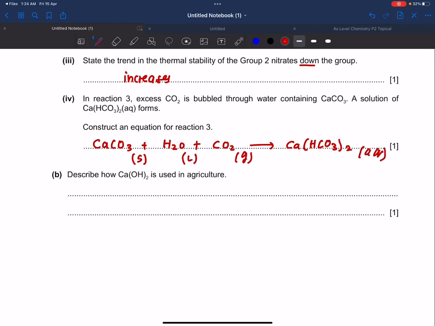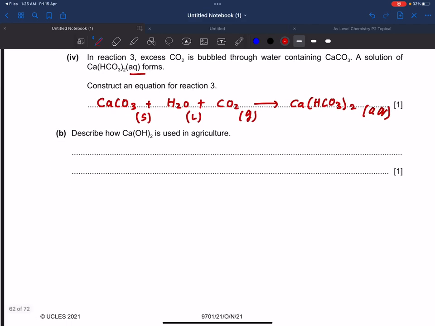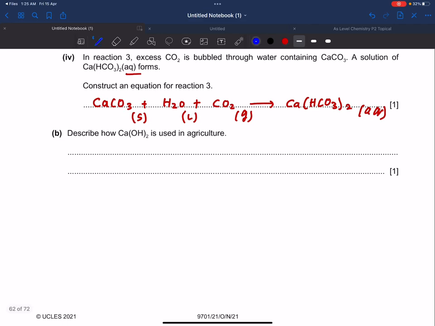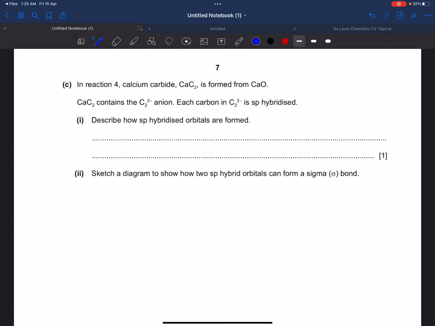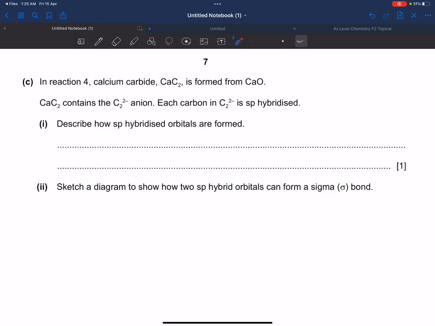It's given here: how Ca(OH)2 is used in agriculture. You can write many things. Maintains pH of soil. You can write increases pH of soil, it reduces acidity of the soil. There are many answers. Whatever you find correct, you can write it. Now in reaction 4, calcium carbide CaC2 is formed from CaO.